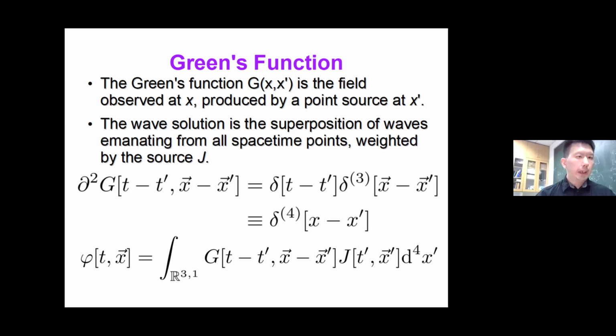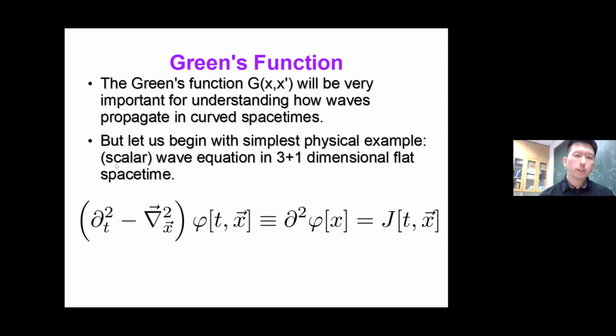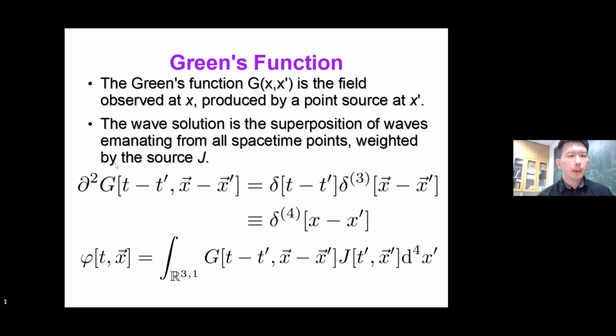The way to see this is that in the wave equation for G itself, if you compare that with the equation for the scalar, you see that the delta function on the right-hand side of the Green's function equation is telling you that J, the source of the field here, is just a point in space-time. That's why it's a delta function. And so the physical field itself, phi, is nothing but the superposition of the field produced by all space-time points, but weighted by the physical source J.